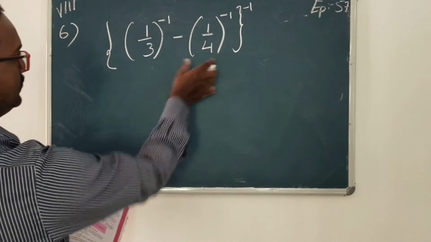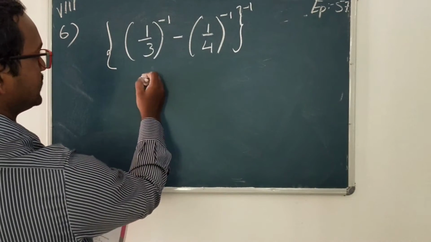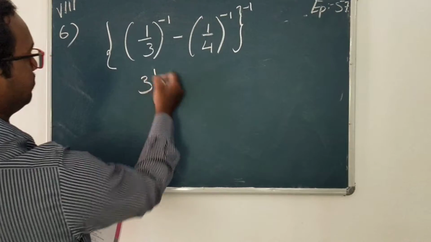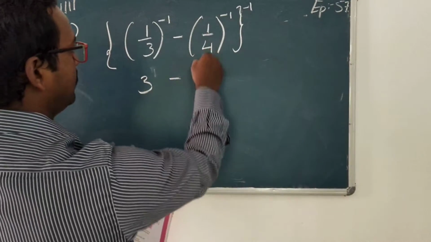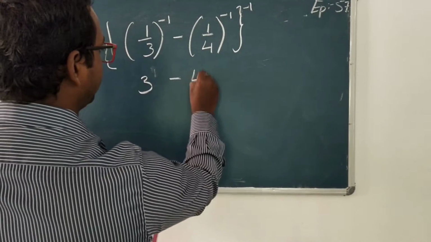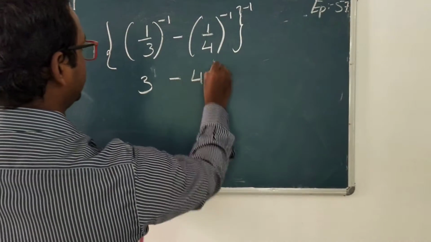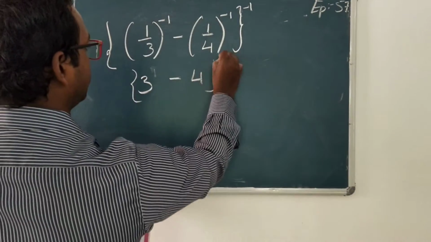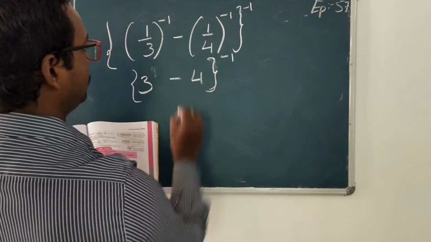Let's start with the brackets first. 1 by 3 power minus 1, we know we have to take the reciprocal and we will get 3 power 1. 3 power 1 is 3, no need to write that. Minus 1 by 4 power minus 1 is 4 power 1, which is 4. Then to the whole power minus 1.